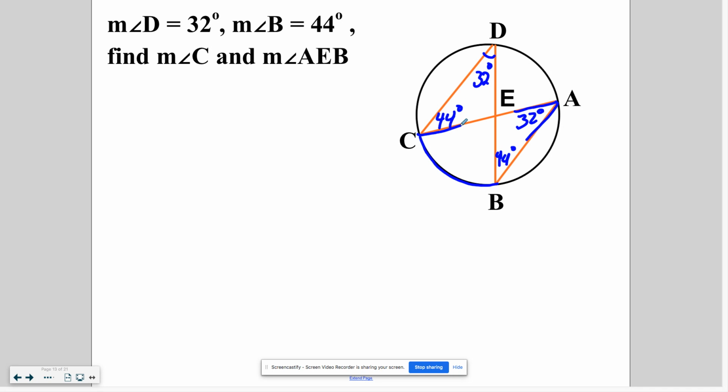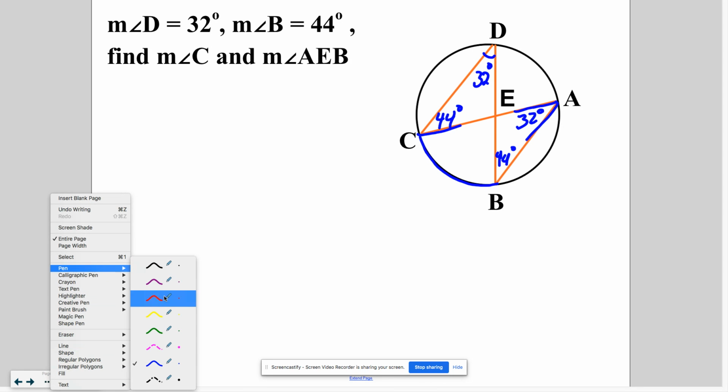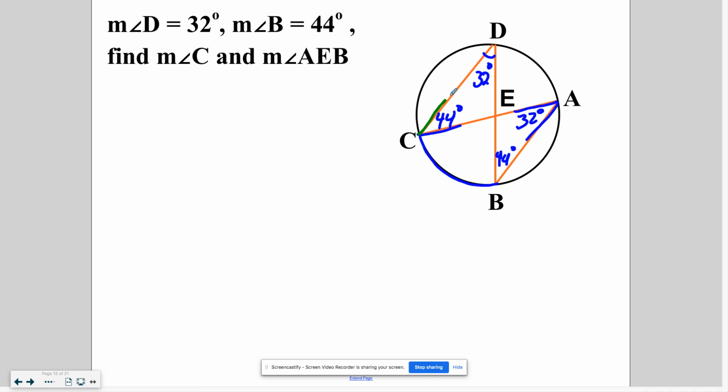Like this, going the other way though, right? Now we're looking, let me grab a different color. So going this way now, right? And looking at this arc, then these two inscribed angles go that way towards that arc. So they have to be the same, 44 and 44. Now what are we looking for? Angle C, well I just found that. So the measure of angle C is 44.